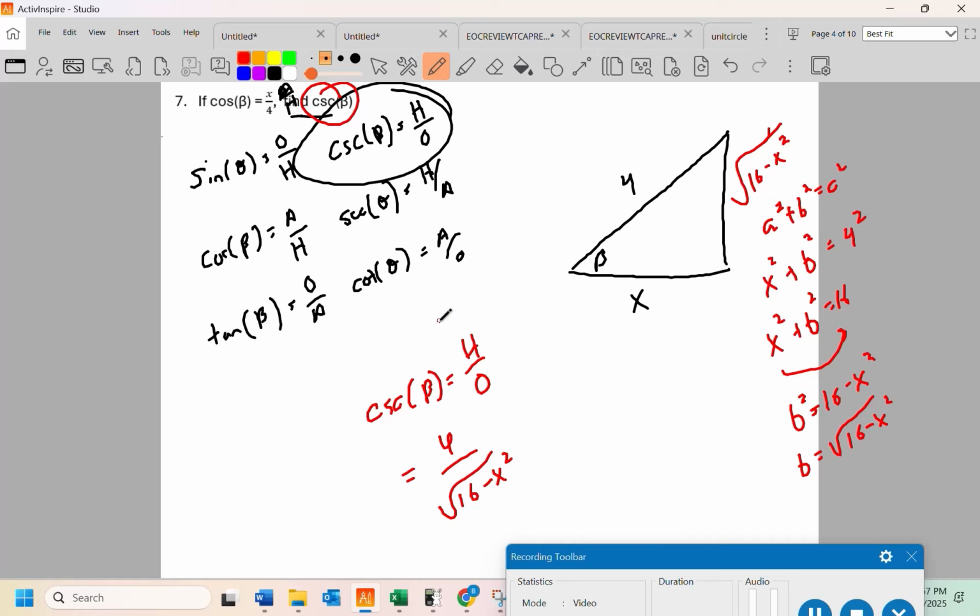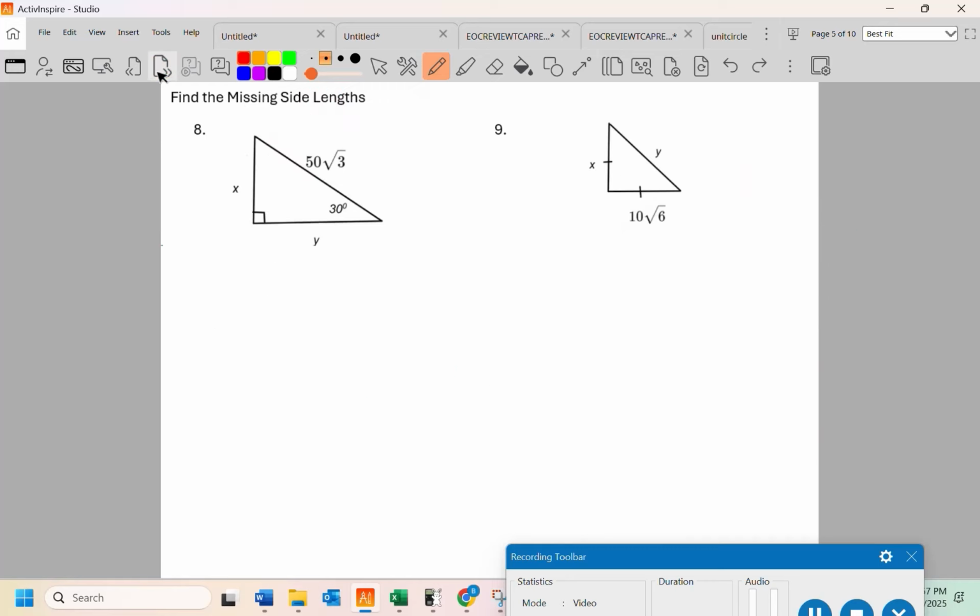Easy peasy lemon squeezy, right? Right. Find the missing side lengths, 8 and 9. These are about your special rights.